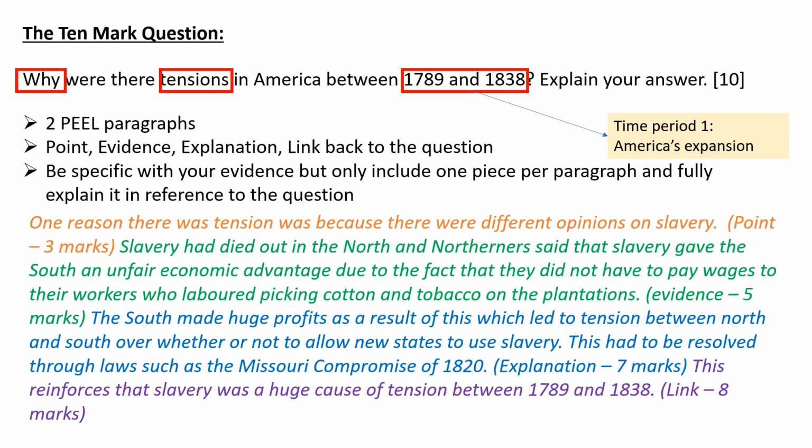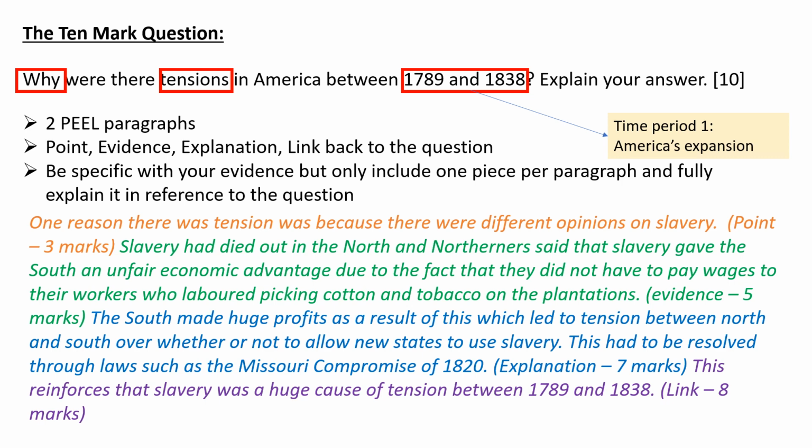One reason there was tension was because there were different opinions on slavery. So at this point, that is a valid argument, it is a valid point, and we would receive 3 marks. We now need to support this with evidence. Slavery had died out in the North, and Northerners said that slavery gave the South an unfair economic advantage due to the fact that they did not have to pay wages to their workers who laboured picking cotton and tobacco on the plantations. So this is our evidence.